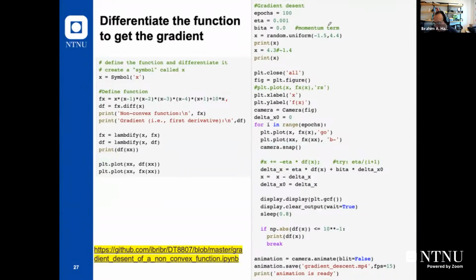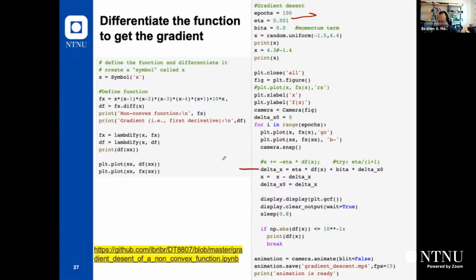I define the number of epochs. I define eta, the learning rate, very small. And this is the momentum term. It's 0. When it is 0, it means we don't have any momentum term, right? And I will try to find values for x, substitute those values into x, and plot my function. After that, I will use gradient descent for a number of iterations to try to find a good solution, right?